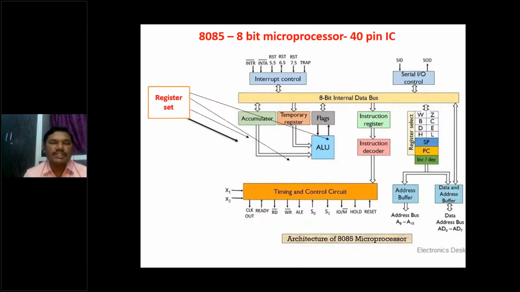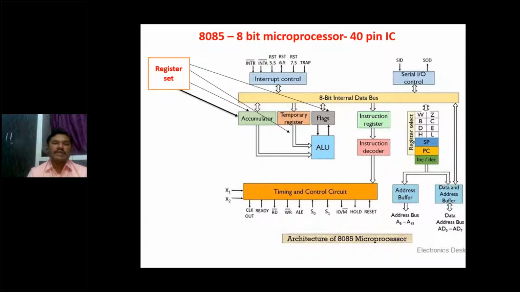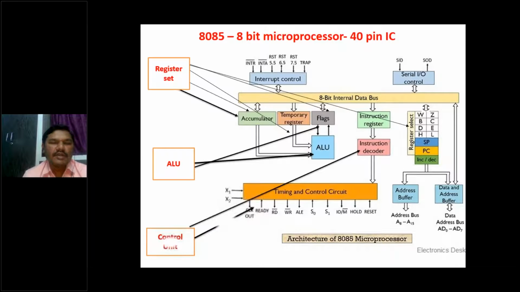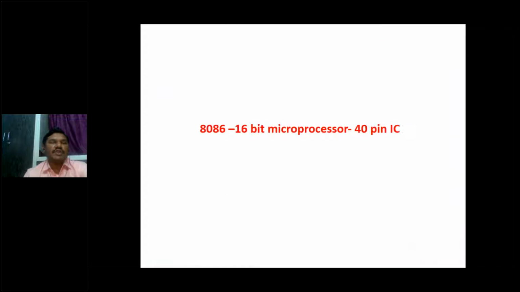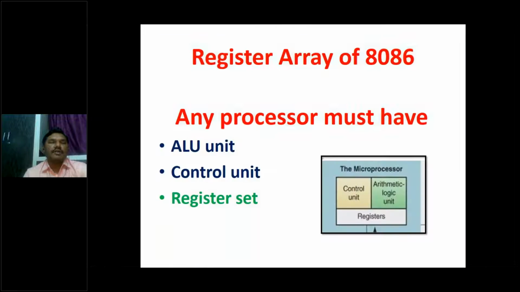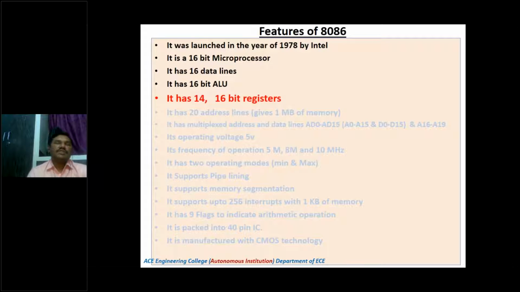Right, and this is the 8085 microprocessor. This microprocessor also has three sets: register set, ALU unit, and control unit. So my 8085 microprocessor is also constructed using three sets. These are the features. This was explained in the previous first class. What are the features of 8086?